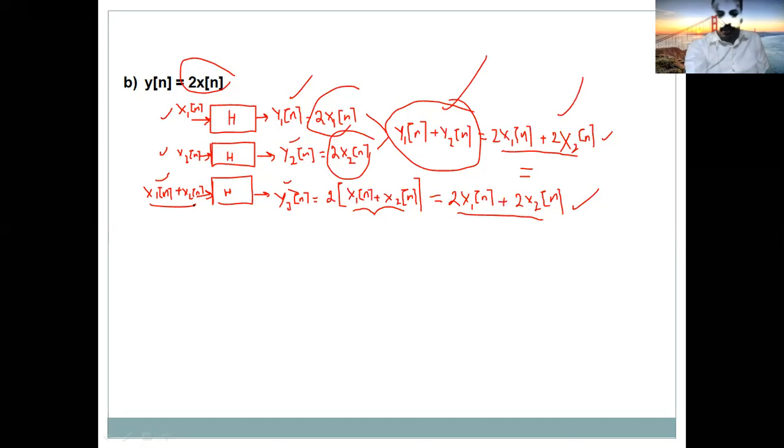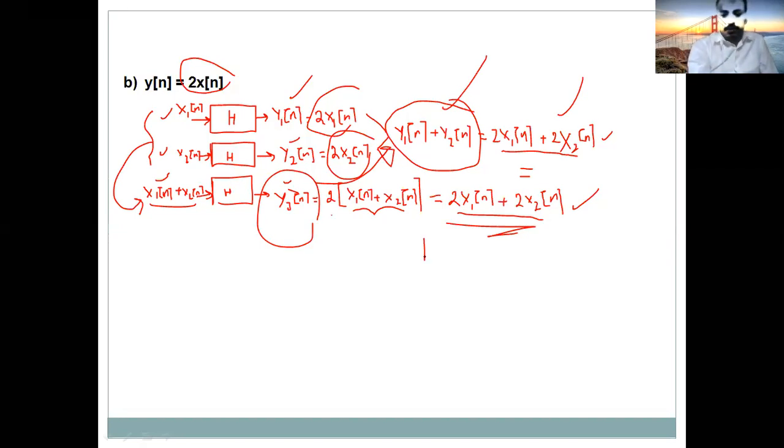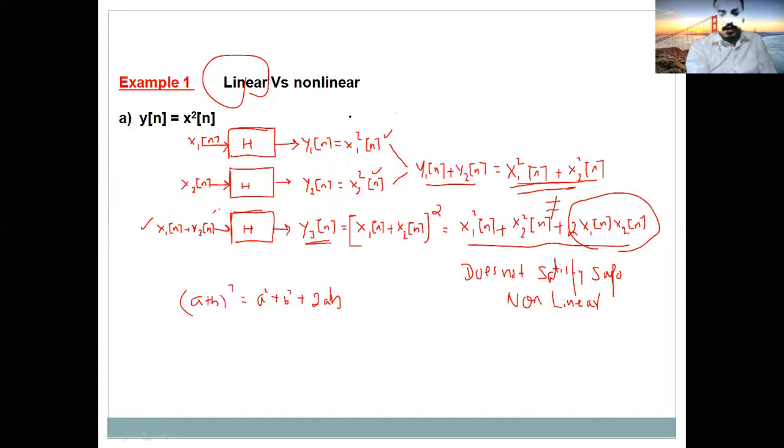Third case, apply the two inputs together as input here. We get what? y3. This is our y3. Compare y3 with the summation of y1 and y2. If they are equal, it satisfies the superposition principle. So we call the system a linear system. Okay. So this system is linear, but the previous one is nonlinear.